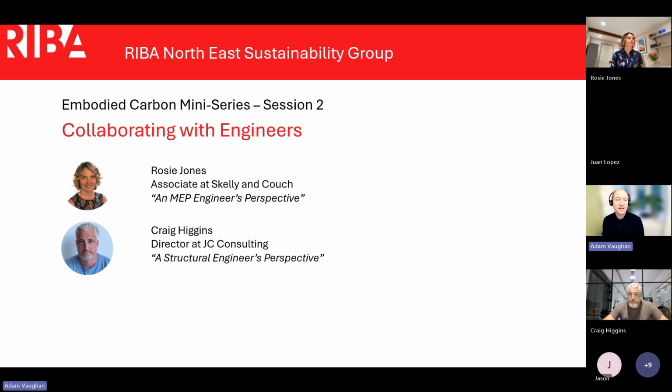And the second speaker today is Craig Higgins. Craig is a structural engineer. He's a structural engineering director at JCC Consulting, based in Newcastle. Craig's a chartered engineer and a fellow of the Institution of Structural Engineers. And Craig's going to talk about embodied carbon in the context of structural design and how engineers and architects can collaborate, with a focus on reducing upfront carbon emissions.